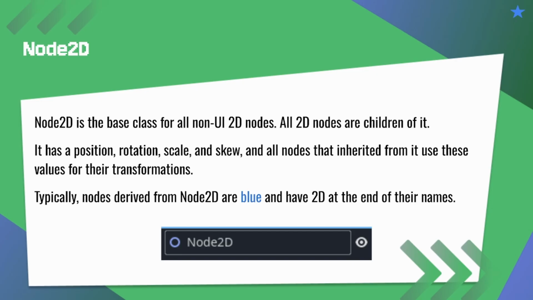When you edit the position of a Node2D, you're editing the Node2D within that node itself. So just know that if a node is blue, it is derived from Node2D. It'll typically have 2D at the end of its name, and it will always have these values.